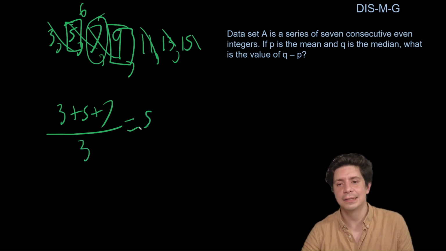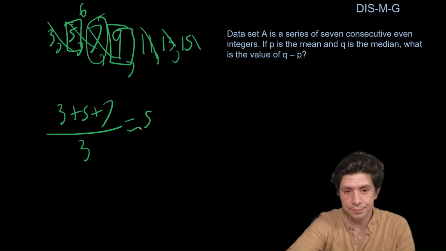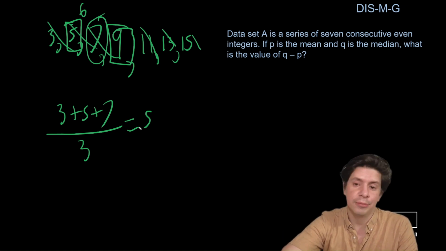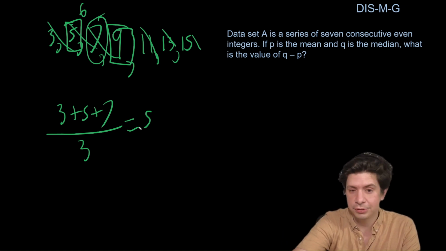If they hadn't said consecutive, we couldn't do this problem. And the even actually doesn't matter. It could be odd. It could be just regular integers. It'll work out either way.